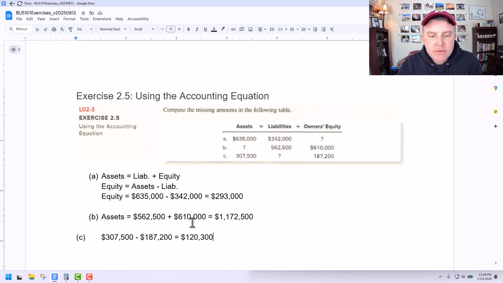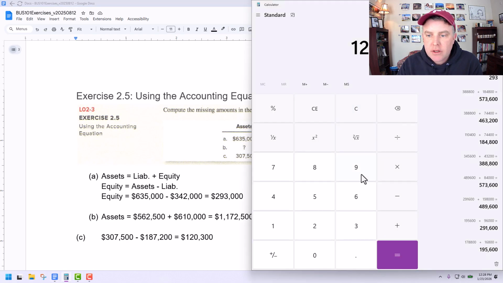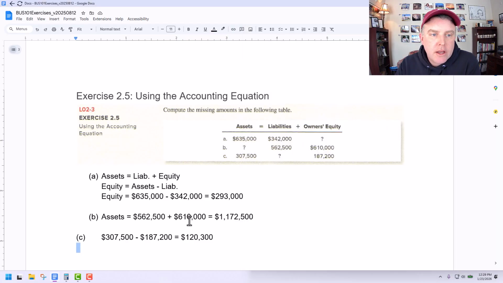We could verify this if we say 187,200 plus 120,300. So if we just do 120,300 plus 187,200, we should get back to our assets number of 307,500. All right. Well, that one was pretty easy.